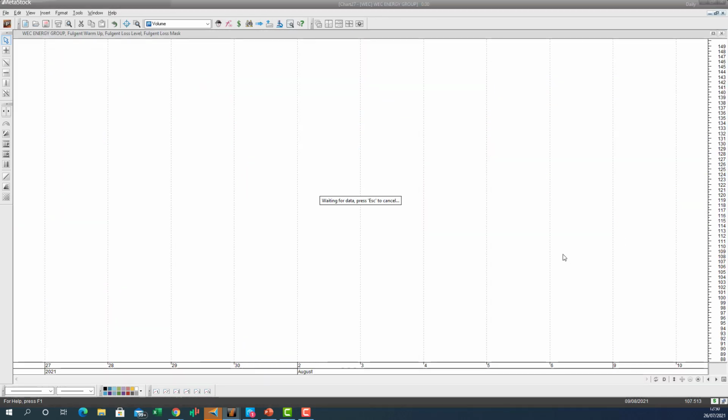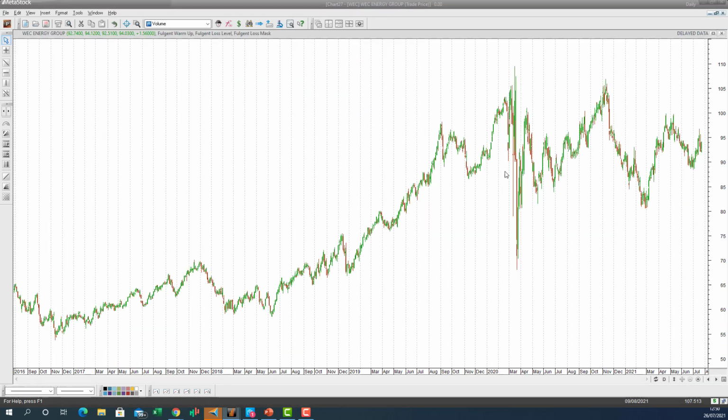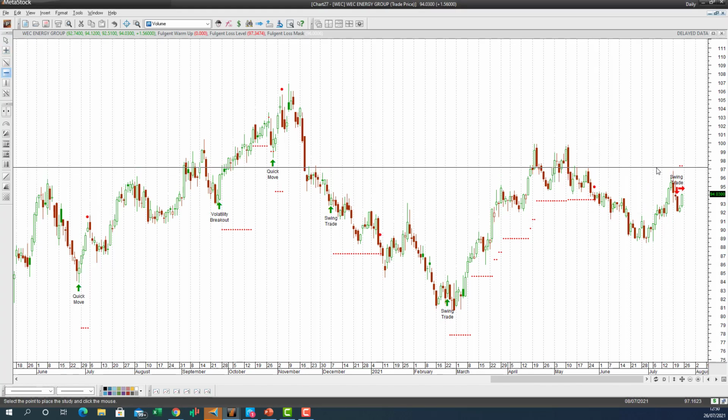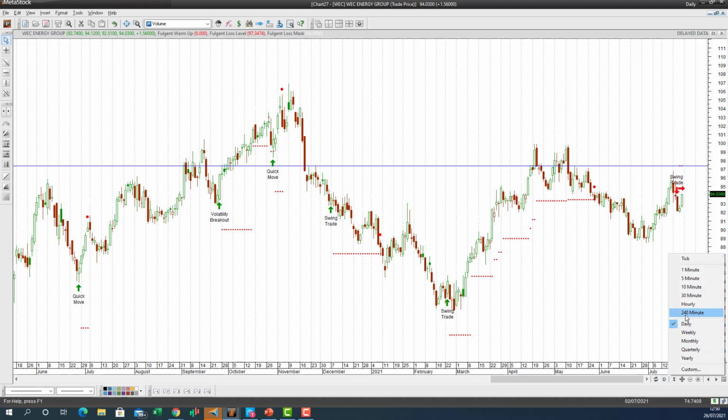WEC Energy Corp, this is a classic swing trade, and this is actually a short swing trade to the downside. Your stop loss is up there. Now, shorting is very risky in this current market with all this liquidity. Let's go look at what this is saying on the 4-hour chart.